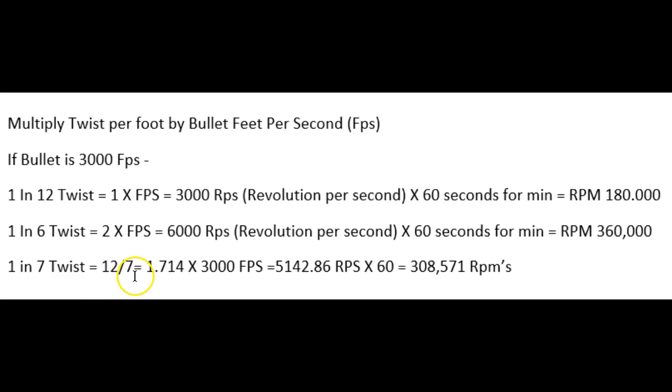And for a 1 in 7 twist, 12 divided by 7 is 1.714 times 3,000 feet, which will give you 5,142.86 revolutions per second. Times 60 gives you 308,571 revolutions per minute on a bullet in a 1 in 7 twist. Which one's better? Well, it's hard to say.